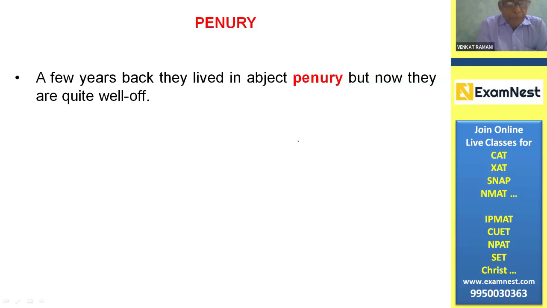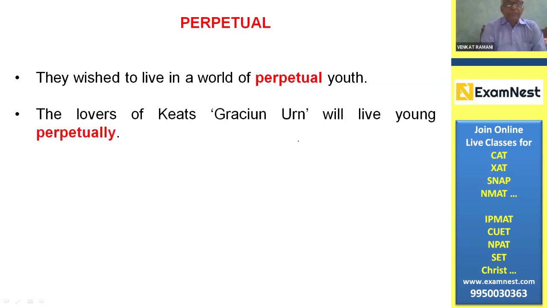The next word is perpetual, P-E-R-P-E-T-U-A-L, perpetual. They wish to live in a world of perpetual youth. The lovers of Keats' Grecian urn will live young perpetually. Perpetually means continuing in the same way forever, everlasting, constant, ceaseless, eternal, incessant, continuous. The opposite would be transitory, temporal, temporary, sporadic. The next word is petulant.